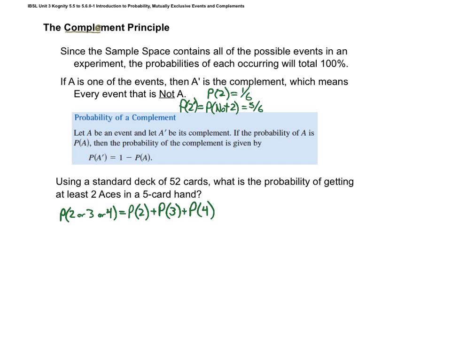Now, I can't get 2 and 3. I'm doing them individually. So, the probability of getting 2 aces: there are 4 aces to choose from. I want to get 2 of them. There are 48 other cards, and I want the other 3 to be one of those other cards. So that's the number of ways I could get 2 aces in a hand. It's like the stereo problem. These are combinations. Remember those from last year?